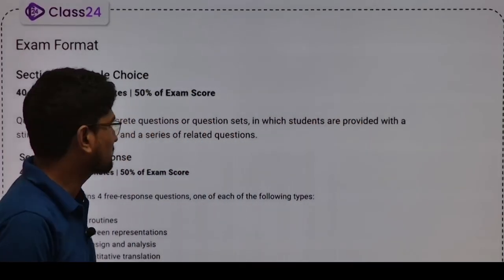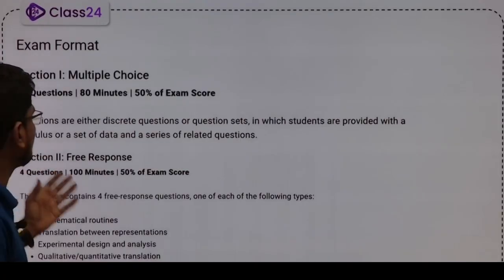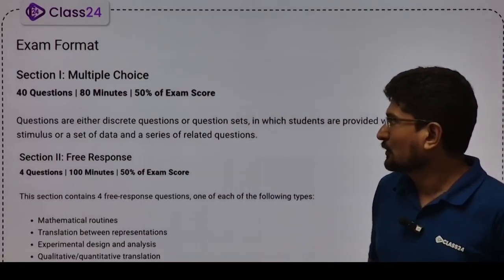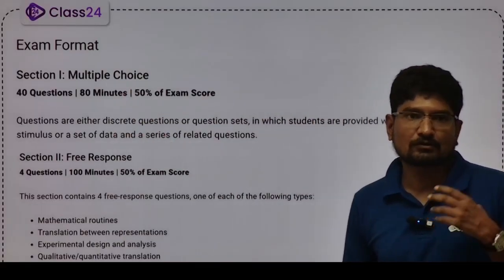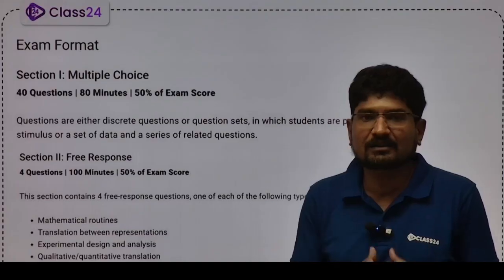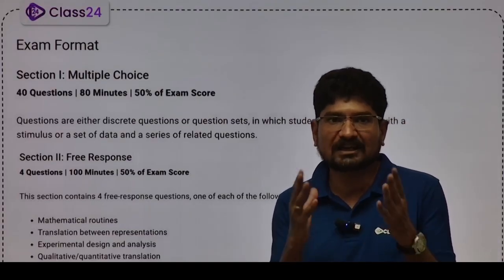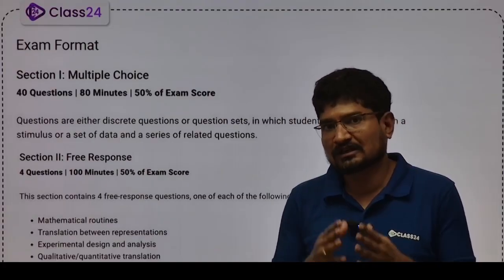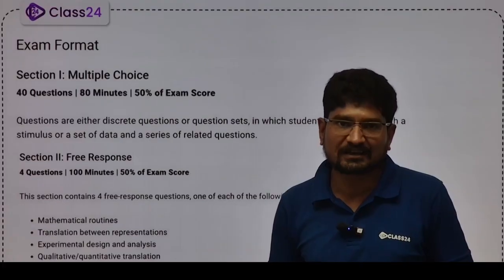There are two sections. One section is MCQ, multiple choice correct. In MCQ there are 40 questions and you have 80 minutes. For one question you have 2 minutes. The MCQ questions are discrete MCQ questions or sets of questions. In a set of questions you are asked to solve multiple questions by using one data set.